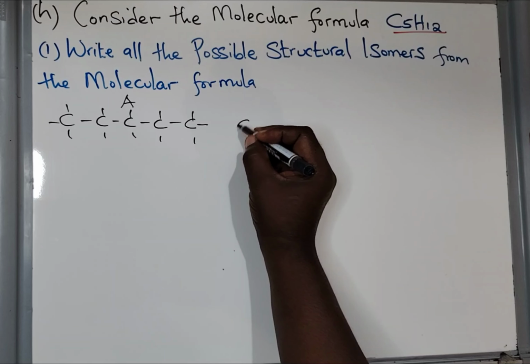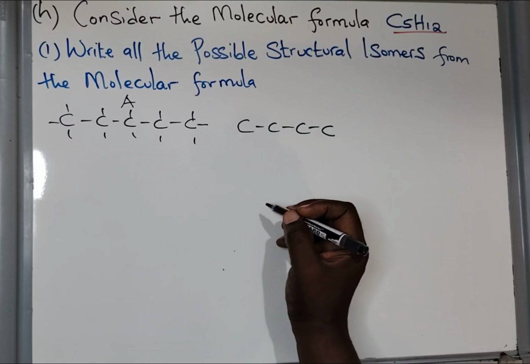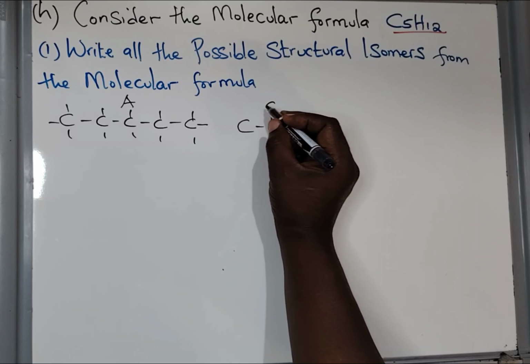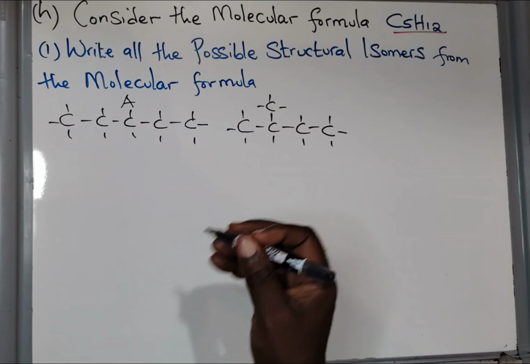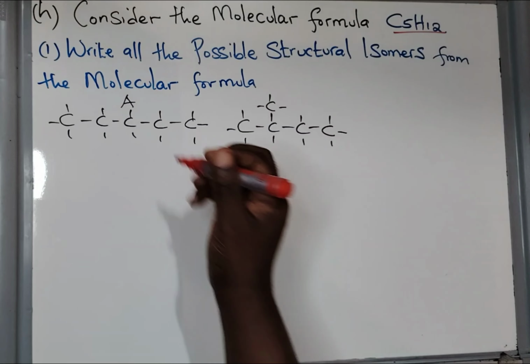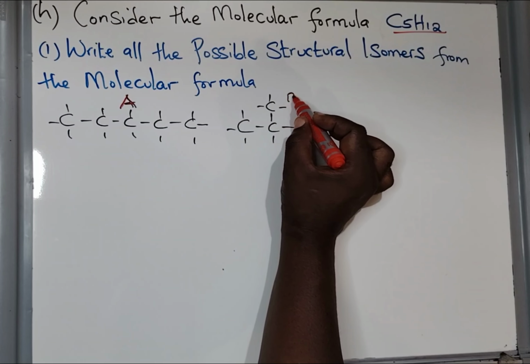The next alternative is C, C, C, C with a branch. You can put a branch up. Okay, let's indicate all the bonds. Yes, we can call this one B. We say this one is A, and we call this one B.